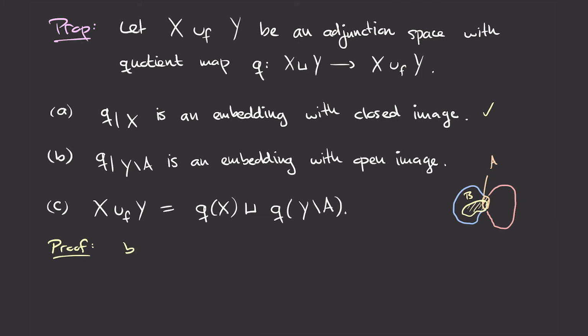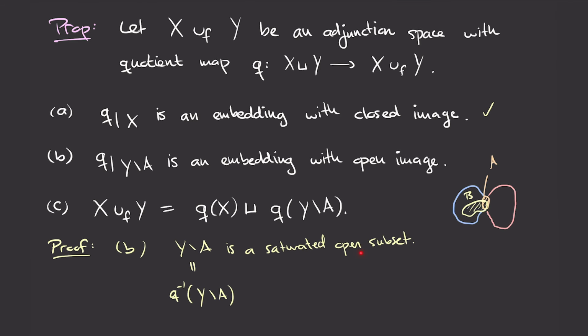Moving on to part B, what we note is that this set Y minus A is a saturated open subset. Recall that this just means that this set is the pre-image of some subset of the quotient space under the quotient map. And in this particular case, Y minus A is actually the pre-image under the quotient map of the set Y minus A in the adjunction space. So this equality here shows that this set is a saturated set in the disjoint union space.